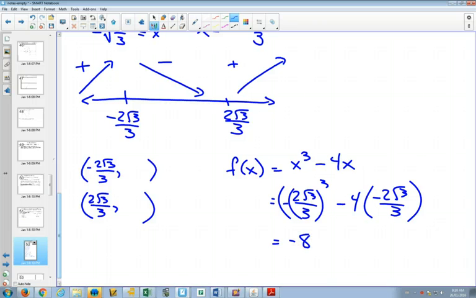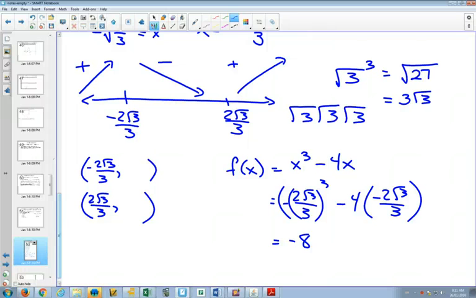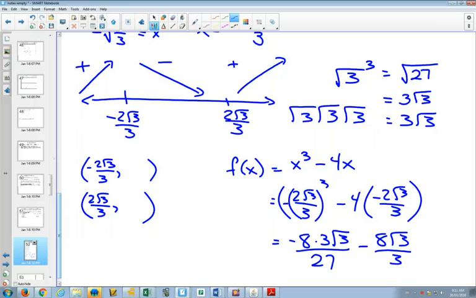2 cubed will be 8. What happens when you cube root 3? Well, you can see that, just do it off to the side here. You could do root 3 times root 3 times root 3, which would give you square root of 27. And square root of 27 is 9 times 3. So this will be 3 root 3. Or you can imagine it like this. Square root of 3 times square root of 3 will be 3. And you'll get 3 root 3 that way. So depending on how you want to visualize this and do your math, you're going to get 3 root 3 on the top. And on the bottom, when you cube 3, you're going to get 27, minus 8 root 3 over 3.